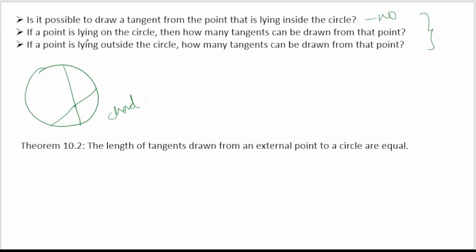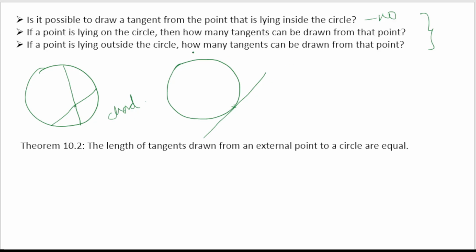Second one, if a point is lying on the circle, see, we will take a circle. If a point, this point, is lying on the circle, then how many tangents can be drawn from that point? How many tangents can be drawn from this point?